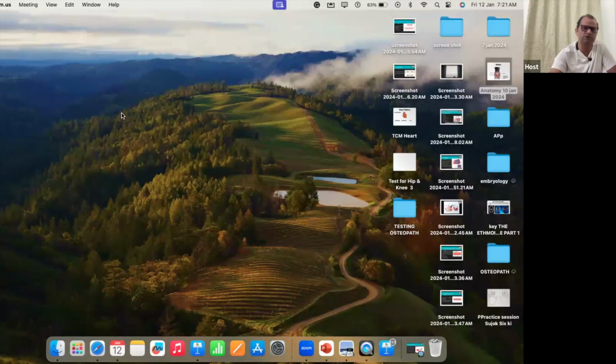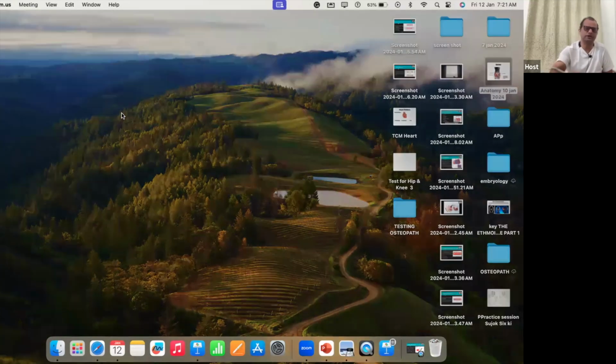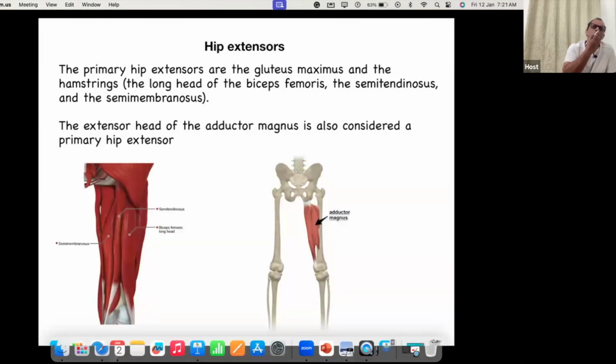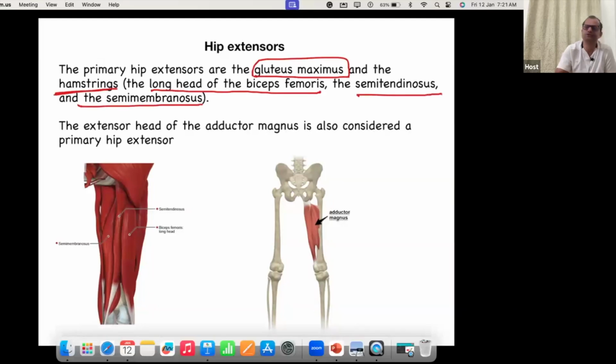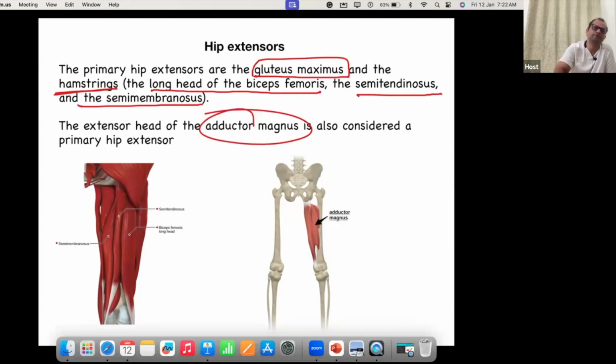So the muscles involved or stretched in this test are gluteus maximus, then the hamstring. Hamstring means long head of biceps because there are 2 heads, semitendinosus and semimembranosus. And adductor magnus. ये इतनी मसल हमारा हिप एक्सटेंशन कराती है.